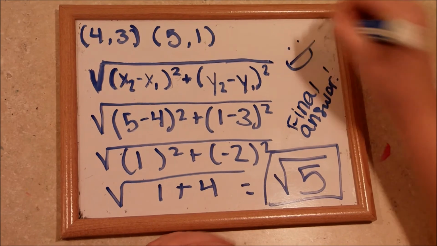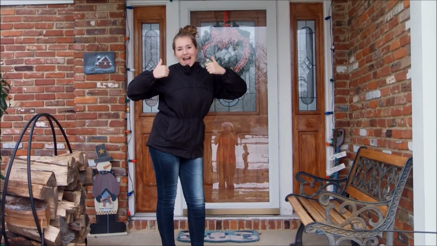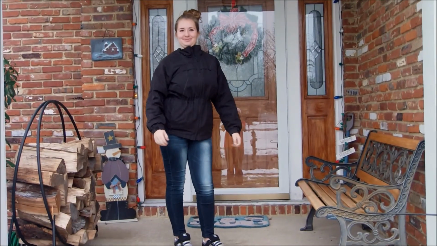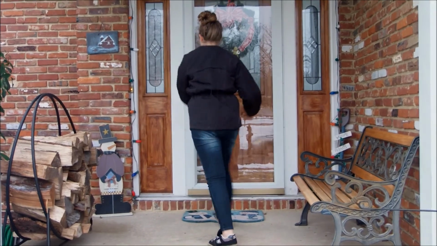Trish now knows that her house is exactly root 5 units away from Sarah's house. They can now work on their project.